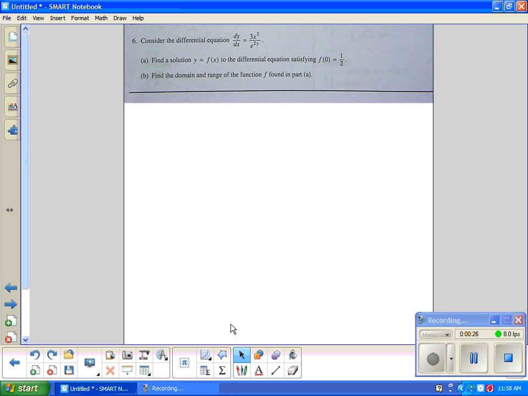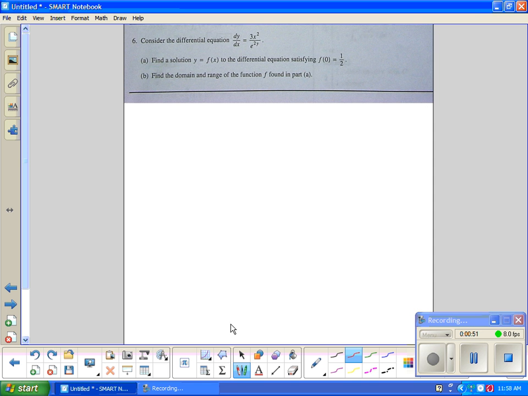Find a solution y equals f of x to the differential equation satisfying the initial condition f of 0 equals half. Every time we have a dy/dx in the AP, we have to separate variables. We have to get all the stuff with dy, that's y's, and all the stuff that's x with dx. And remember, if you think about the scoring we've done on some other of these, if you don't have that step, you can earn no points.